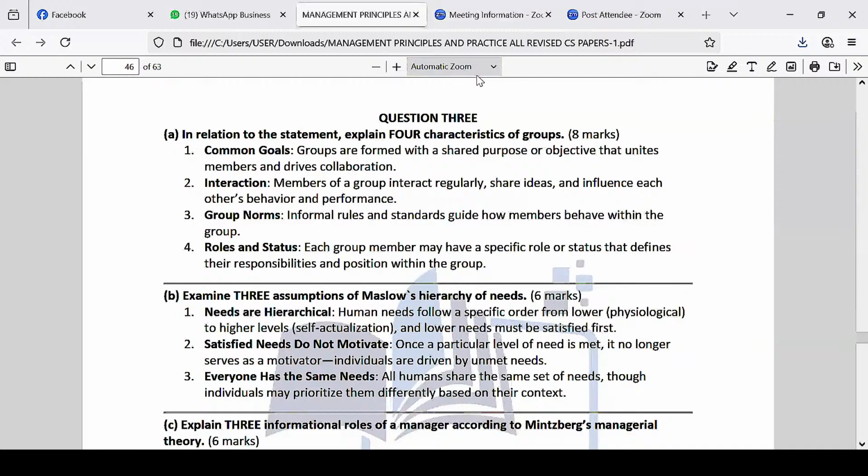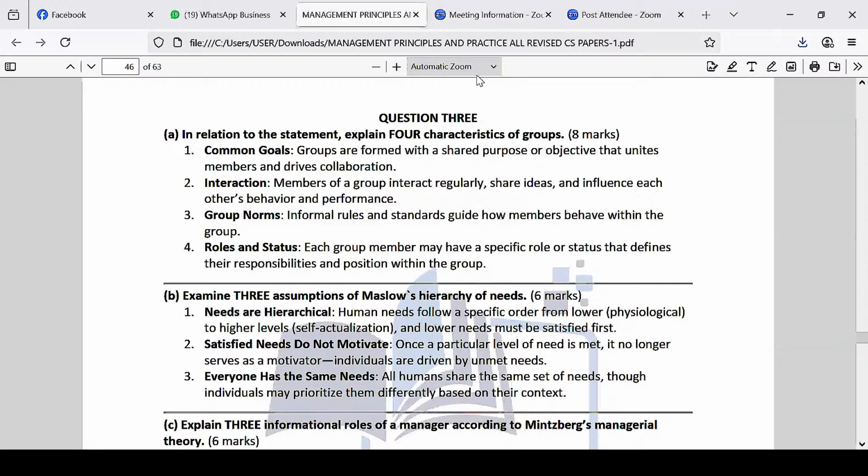So we talk about group norms. Informal rules and standards guide how members behave in the group. That is very true. You must ensure that in a group there is a way in which people are supposed to behave. It can be formal or informal. You and your friends, that is an informal group, whereby you interact. Even in that group, we don't write down rules on how we want to behave, but automatically you try to behave a little bit better, so that you don't make other members feel embarrassed, or you don't bring disharmony in the group. That is very important.